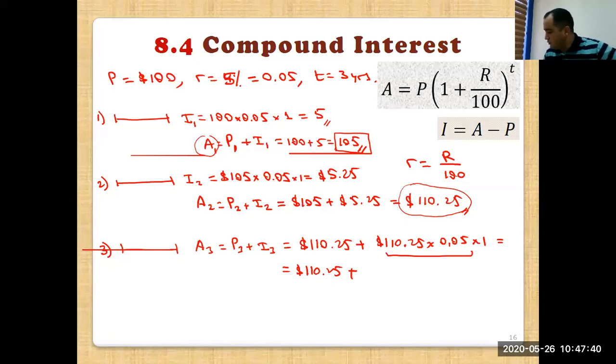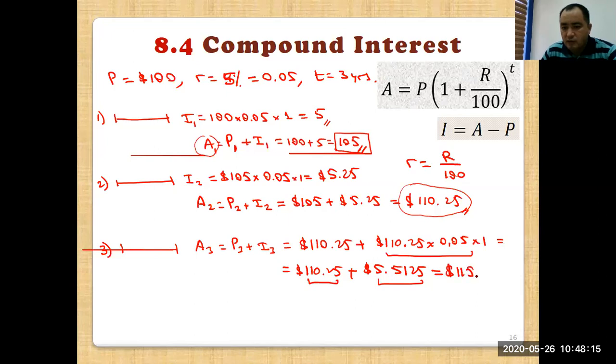Ten point twenty-five times zero point zero five. That's equal to 0.5125. Okay. Now this money earns this much money as an interest during this period of time. So now if you just evaluate this, that is equal to plus 110.25, which is equal to 115.7625. Let's just write this correct for decimal places.